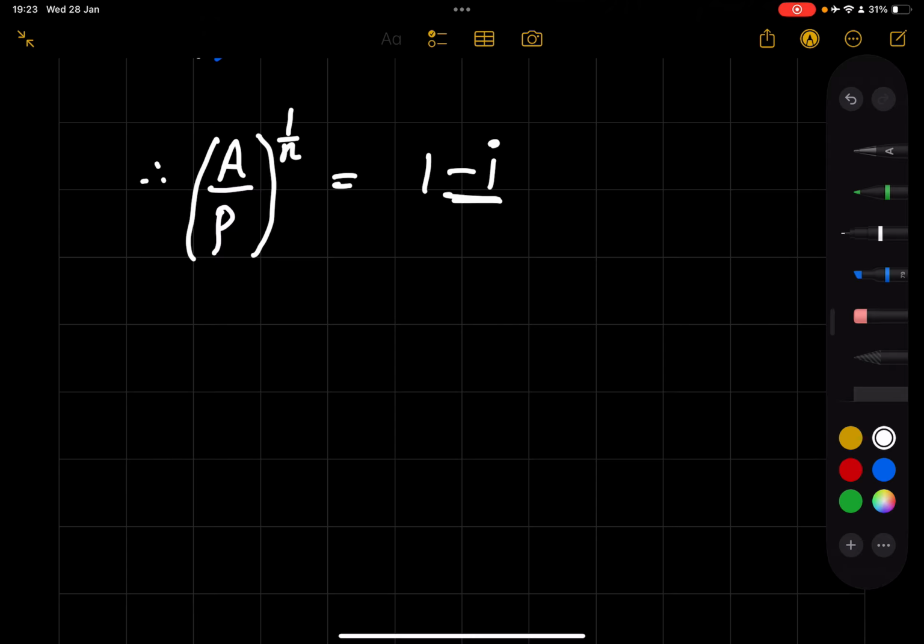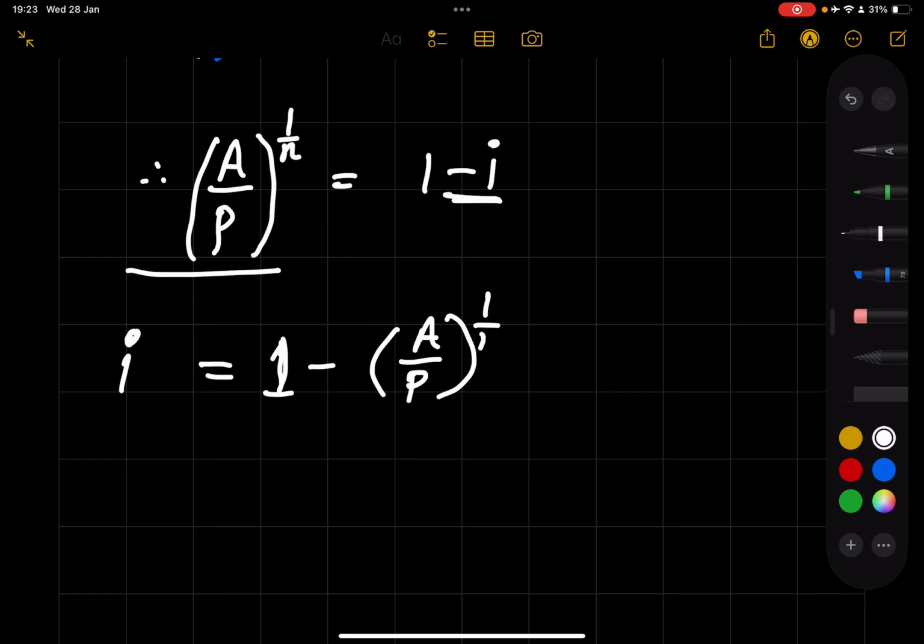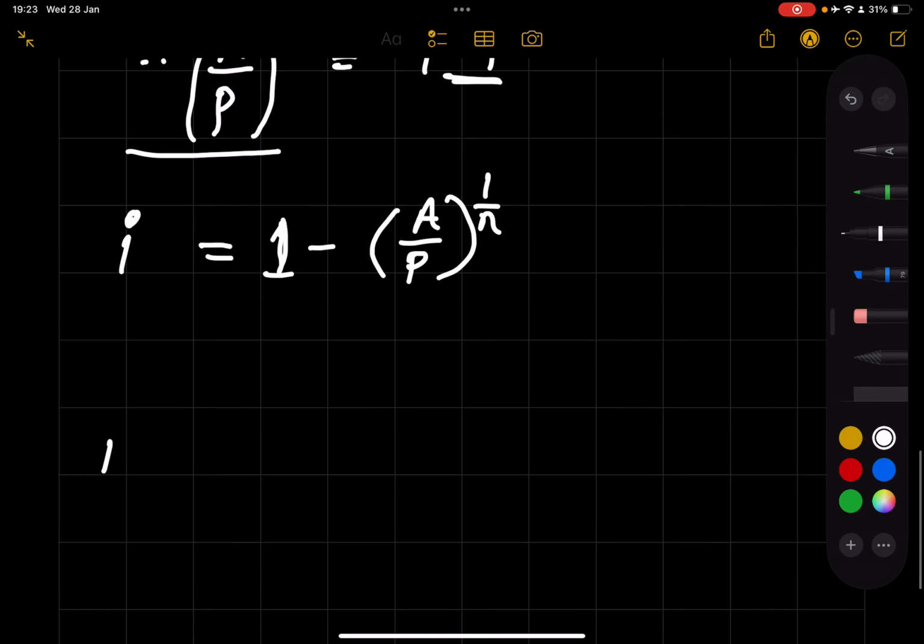The I is negative, so I'll bring it this side to make it positive. And then this guy, I'm going to move him to the right. So I'm going to have I equals 1 minus A over P all to the power of 1 over n. And someone can have their answer as 1 minus the nth root of A over P. That is still correct, ladies and gentlemen.